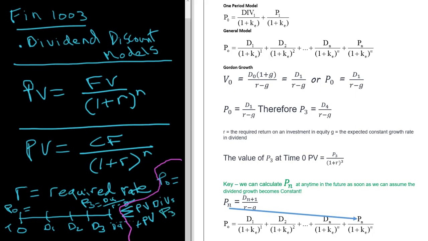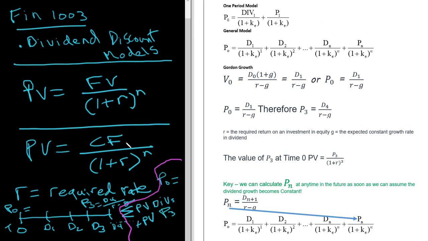Hello, this video is for FIN 1003, Chapter 7, and the topic is a quick review of the dividend discount models. So the first thing that we learned with regards to stock valuation using the one-period model is that the stock value at time 0, P0, equals the present value of the dividend at the end of the first period plus the present value of the stock price at the end of the first period.